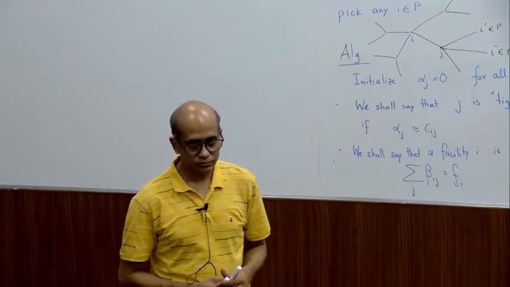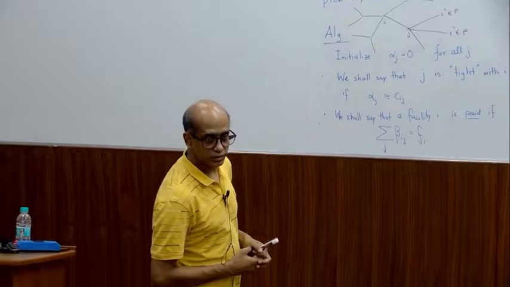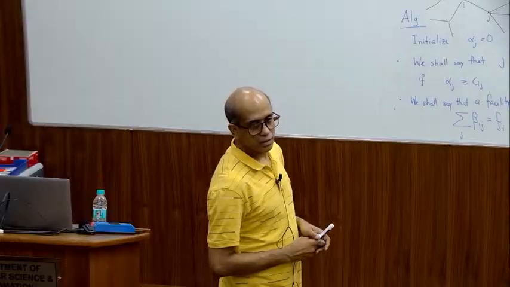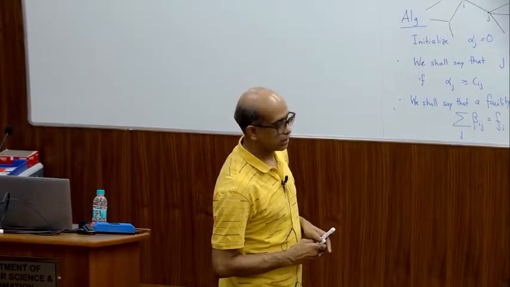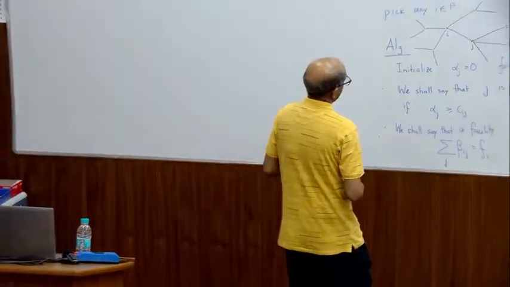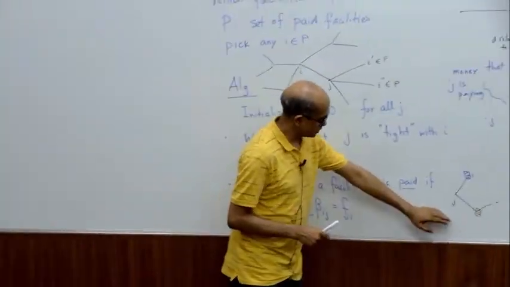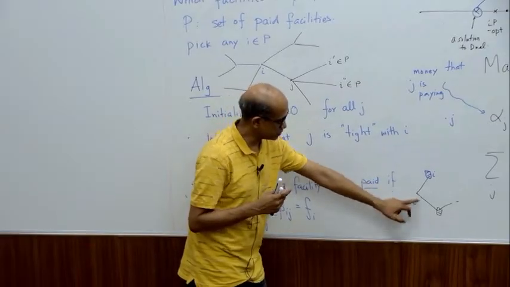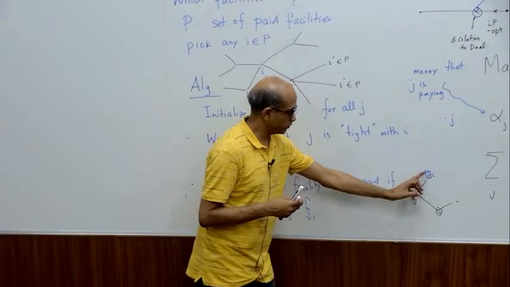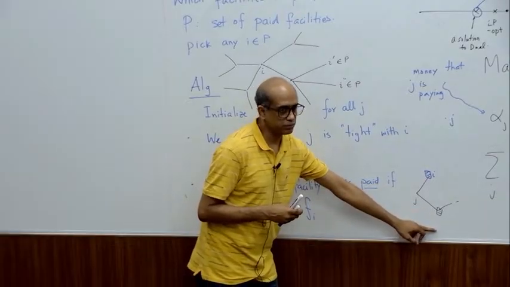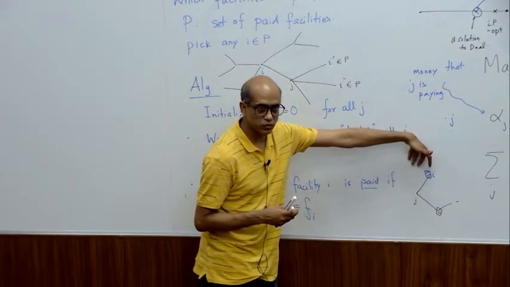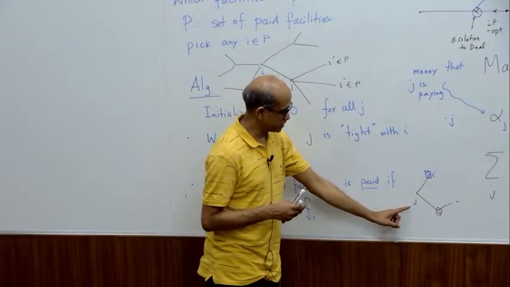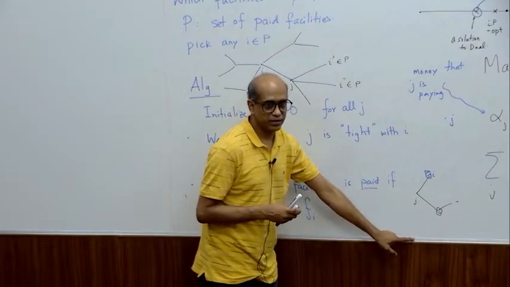Will the other I always exist? If some I is tied with J and there is another I prime, will that always exist or not? They may or may not exist. For example, let's look at this example here. Suppose this J is tied with two facilities, and at some point both of them get paid. Why will both of them get paid? Because maybe there are other demands also, and they are raising this beta I, and similarly for this facility. So it's possible that a J is tied with several paid facilities.